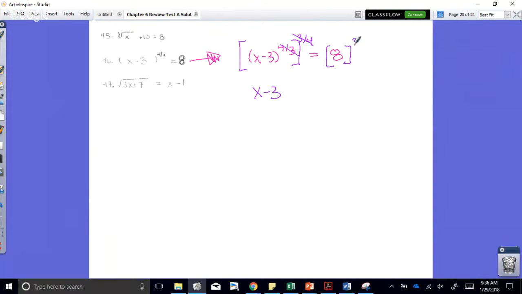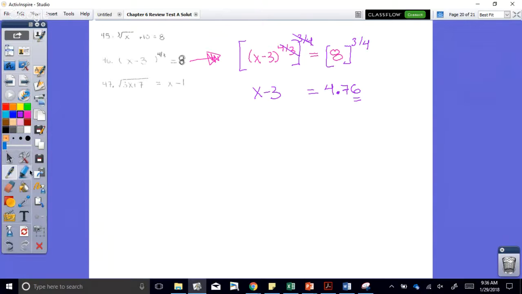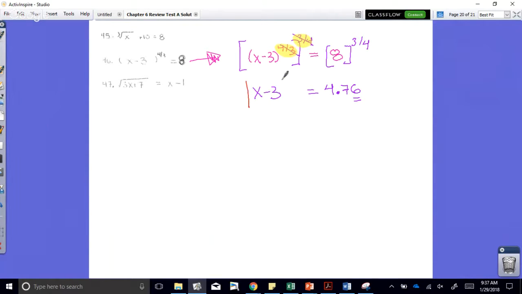But if I raise one side to the 3/4 power, I have to raise the other side to the 3/4 power. I'll give you a whole number, but when you put it in your calculator, this is going to give you a really long, ugly decimal, so we're going to use 4.76. I'm going to round to the nearest hundredth. However, when we raise to the reciprocal power, you've got to look at the fraction. If either one of those pieces is even, which 4 is even, put absolute value bars around it when you solve.